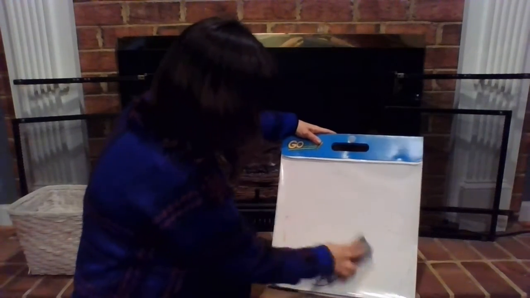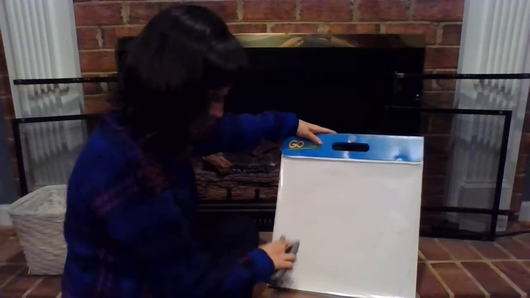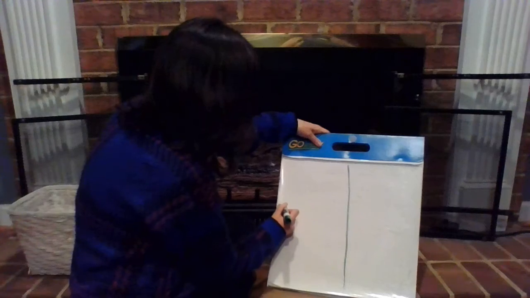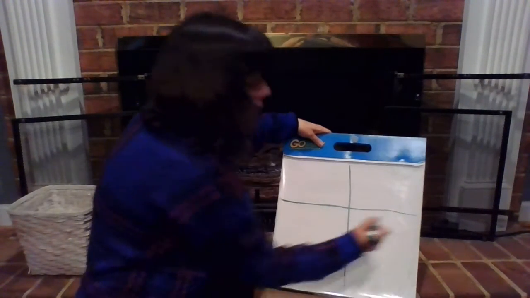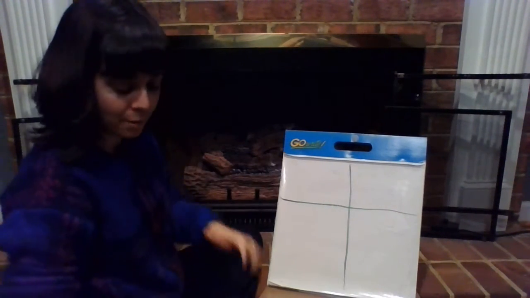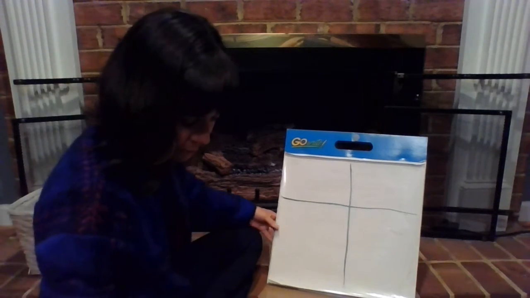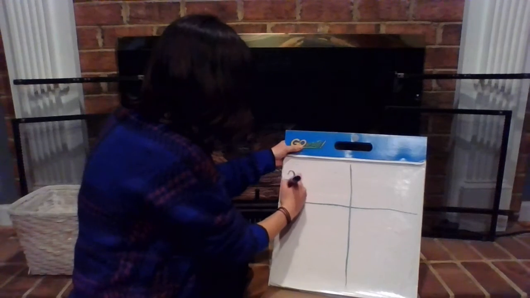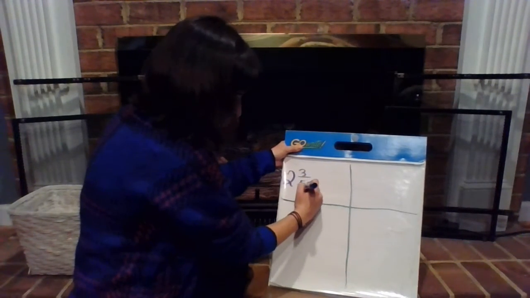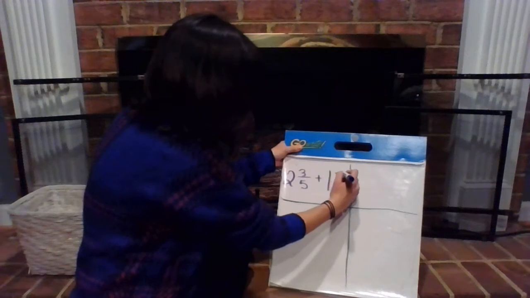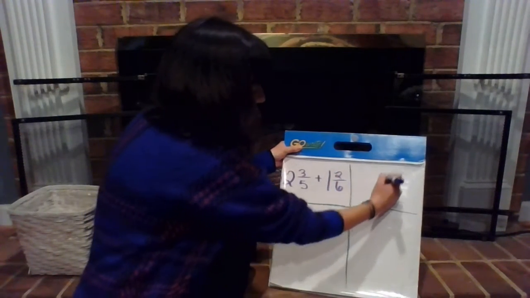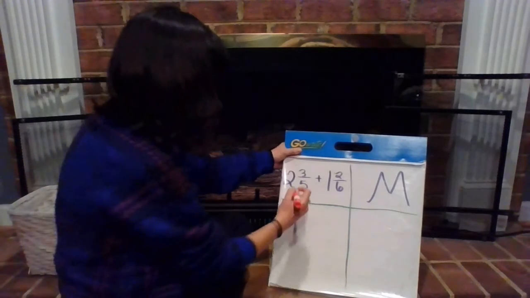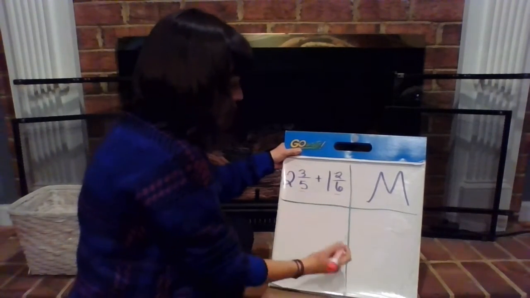Okay, number 2 for Wednesday asks you to find the sum, and it's got two mixed numbers. So of course we're going to use the 4 square method for this one to add and subtract fractions. Remember, when you multiply and divide fractions, you don't have to have common denominators, just when you're adding and subtracting. Okay, so Wednesday number 2, I have 2 3/5 plus 1 2/6. And then I think of the big M because I'm going to list the multiples of those denominators. I want a common denominator for 5 and 6.